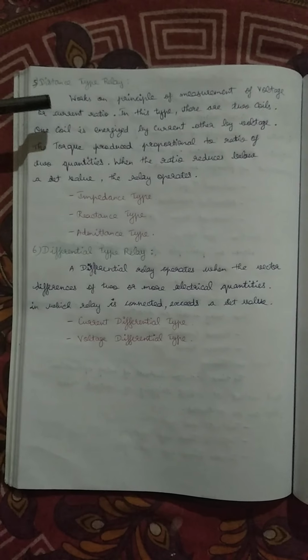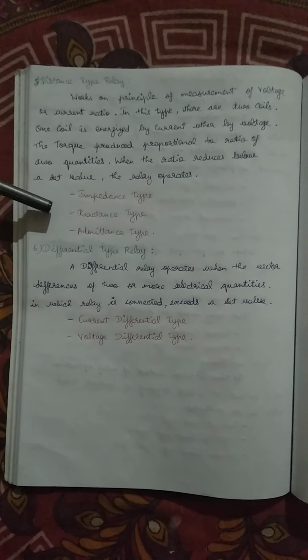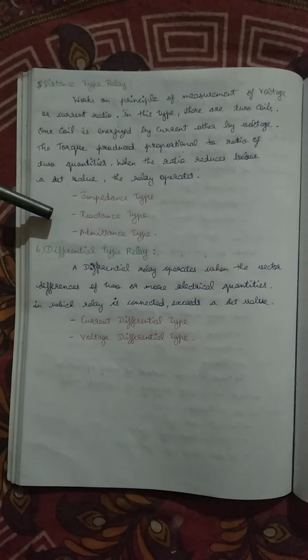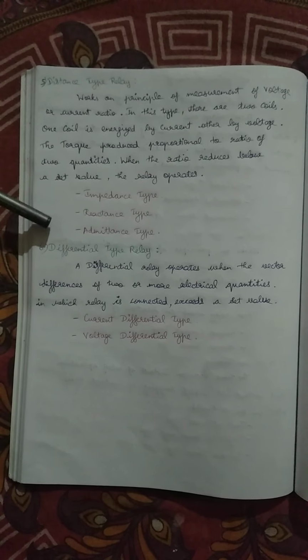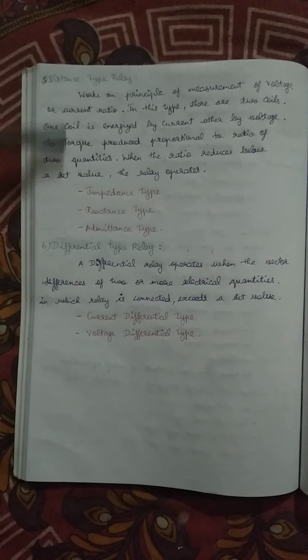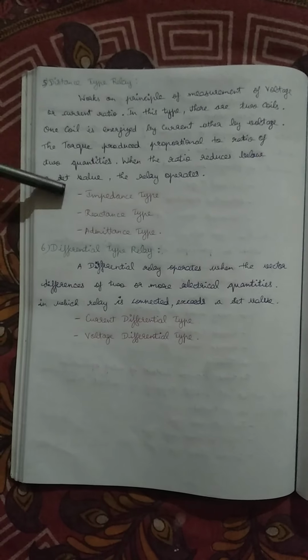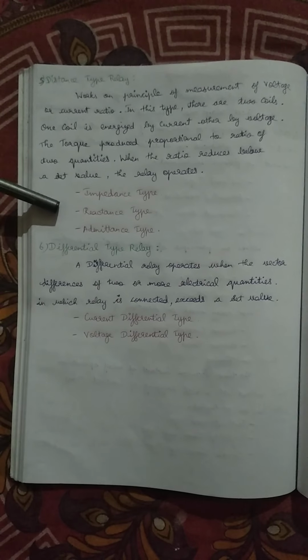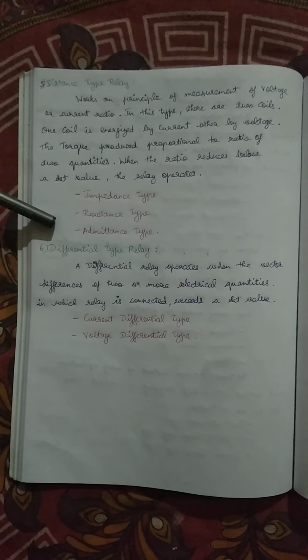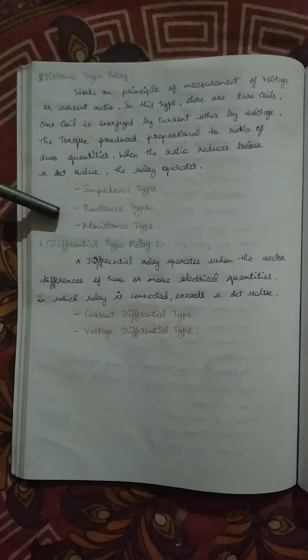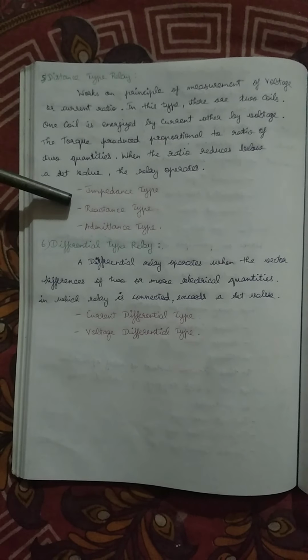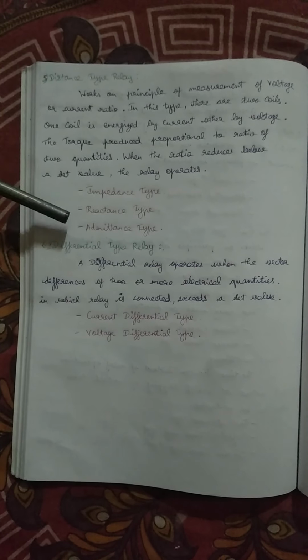Then distance relay. The distance relay is mainly used for transmission lines, which means from one substation to another substation. In between, along the line, we use this relay for initiating trips, or even finding out where the fault has happened. It can be calculated by impedance type, reactance type, or admittance type.